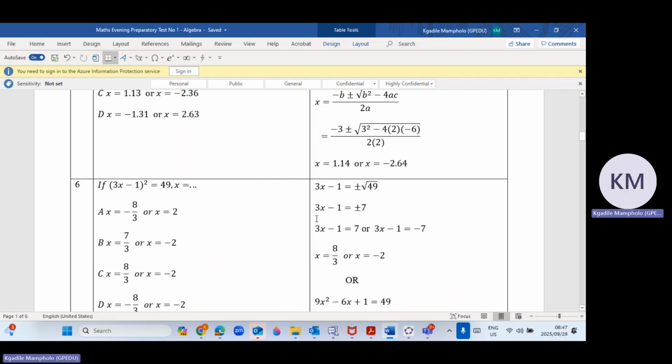Then it will be 3x equals 8. Then x will be 8 over 3. It will be 3x equals minus 6. x will be minus 2.